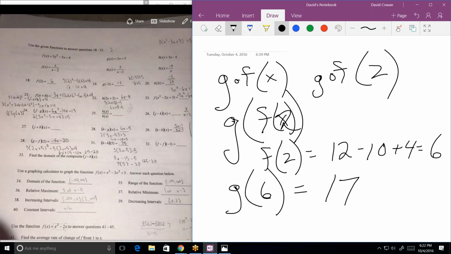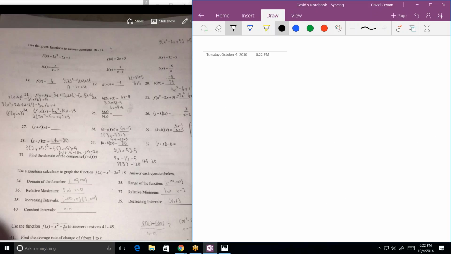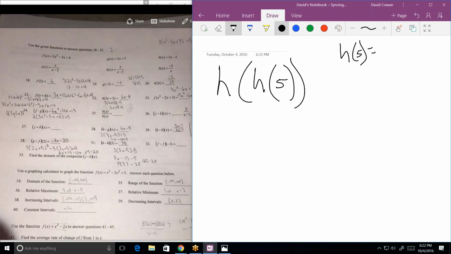Those are the hardest, the composite functions. Here's an interesting one. How about 31? H of h. Yeah, what that basically means is this, they want h of h of 5. Take the answer and take h of that number. So start from the inside. What's h of 5 equal to? H of 5, which number is that? 31. Okay.